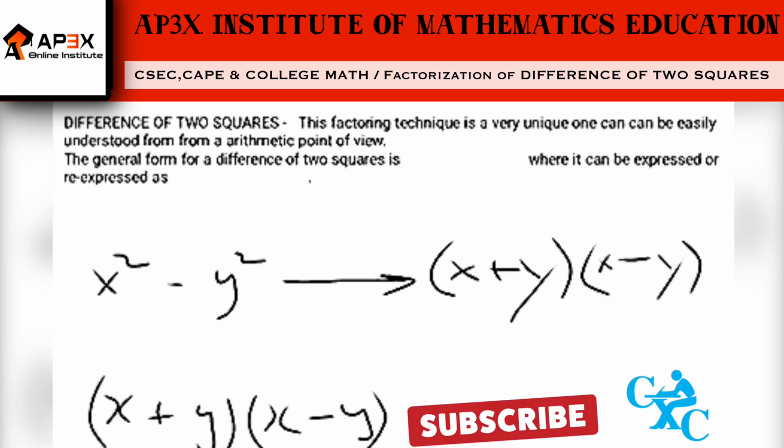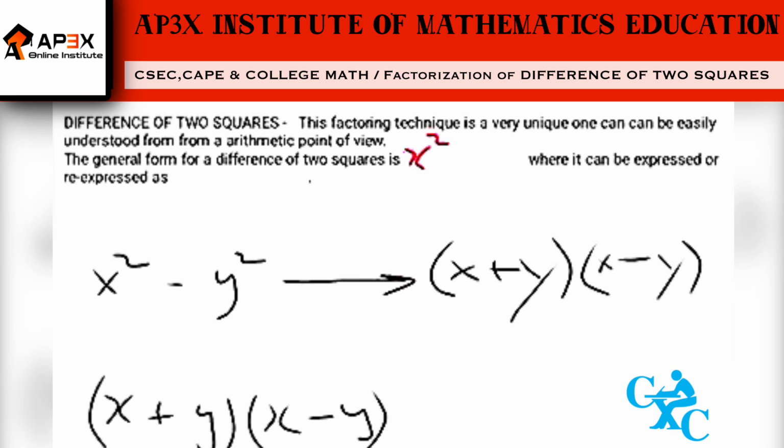So, difference of two squares. This factoring technique is a very unique one and can be easily understood from an arithmetic point of view. Now, the general form of a difference of two squares, and I've left a space here because I wasn't able to type x squared and y squared with the keypad, so I'm going to put it here. The general form of a difference of two squares is x squared minus y squared, which can be re-expressed as x plus y in brackets times x minus y.